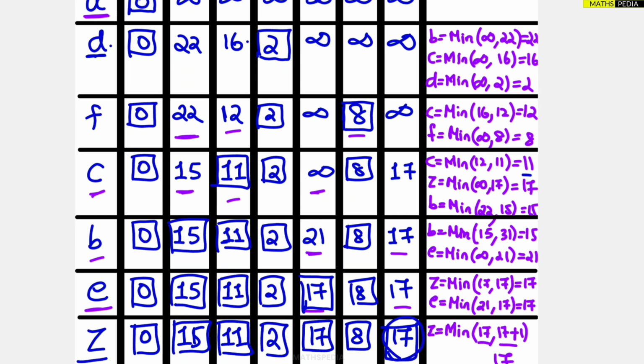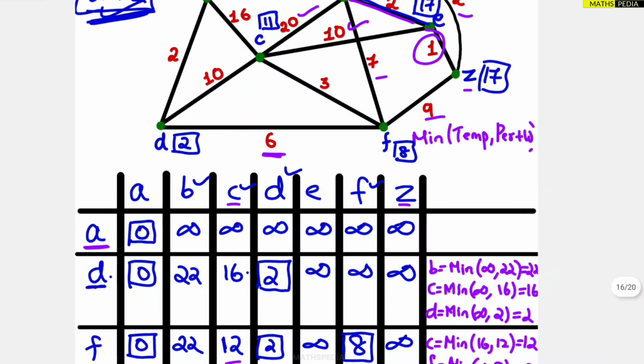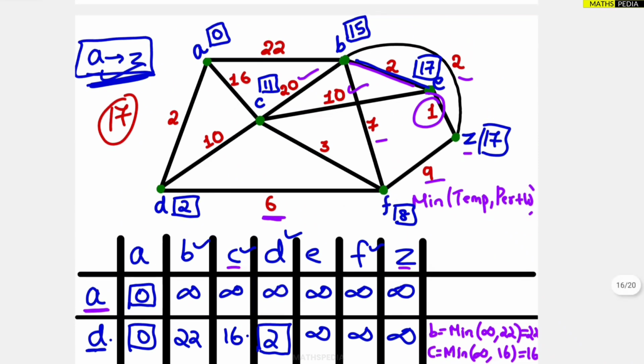That means the shortest distance from A to Z will have 17 as the value. So first you write 17. Now, what is the path you are going to follow? Because there are a lot of paths through which you can reach from A, which is sitting over here, to Z, which is sitting over here. There are a lot of paths from A to Z, but the sum of all the edges will be 17.